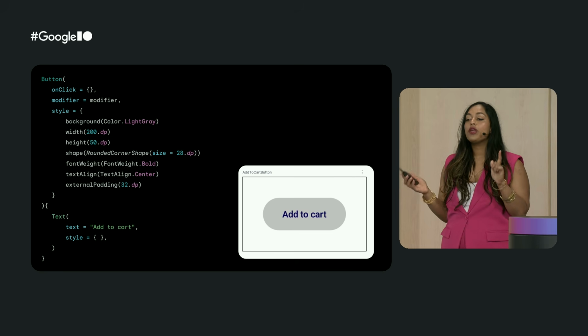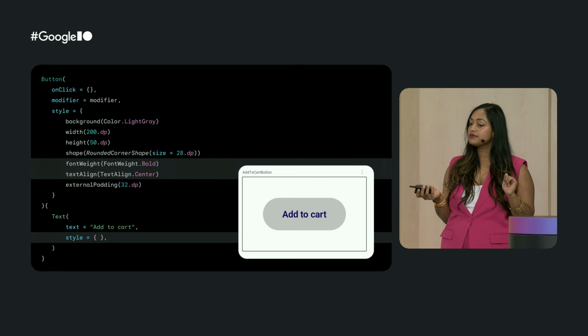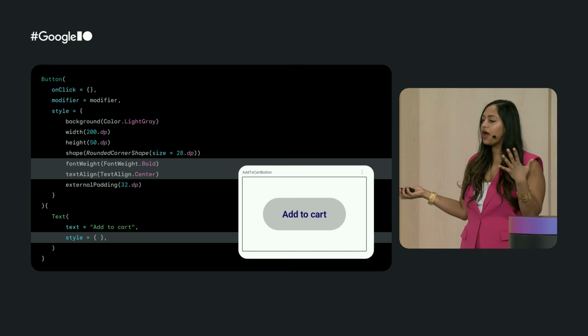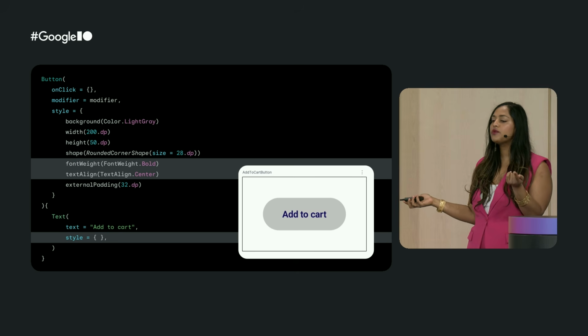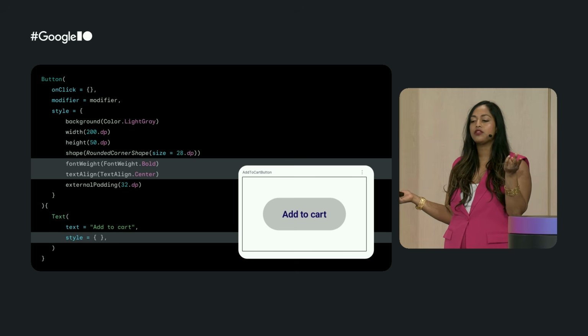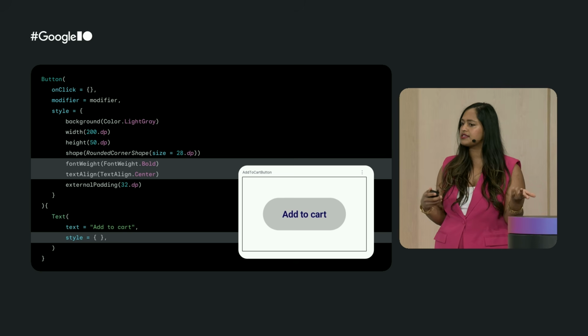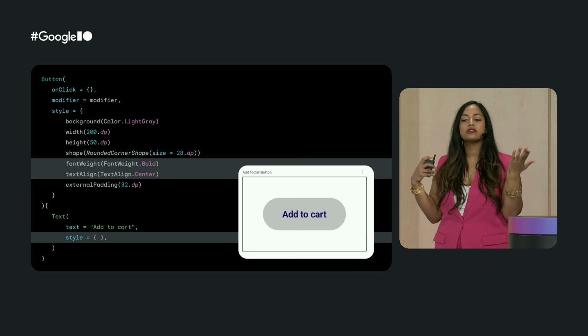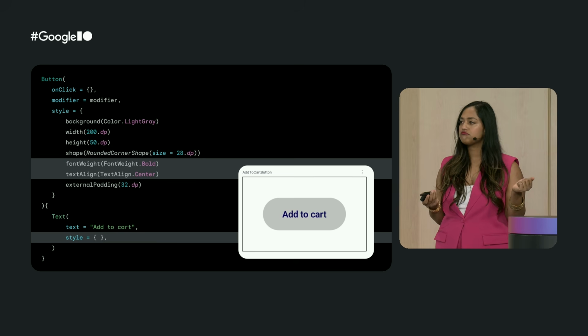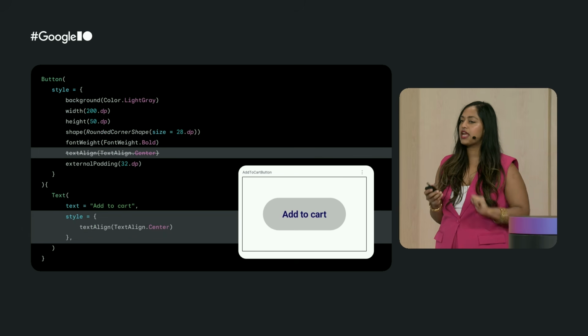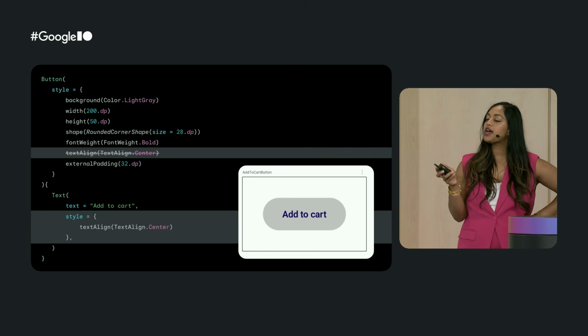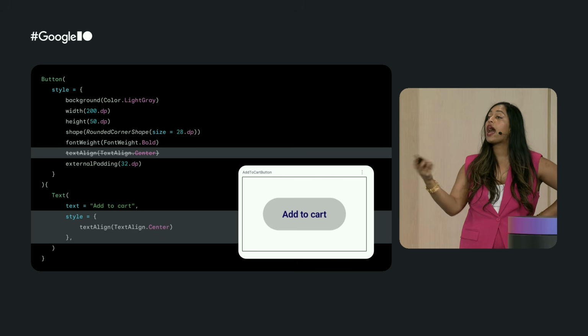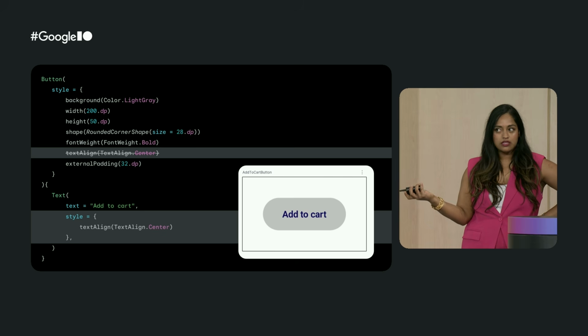Now, in Jetsnack, we also have a custom text composable that accepts a style parameter. And with that in mind, you may be asking, why are we setting font weight and text align through the button when we could set it through the text style property? After all, these properties affect the text, not the button. So let's investigate text align. If we remove the text align from button style and instead add it directly on text style, we do get the same intended result.